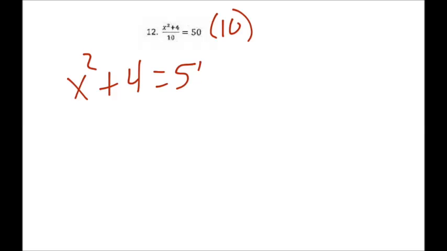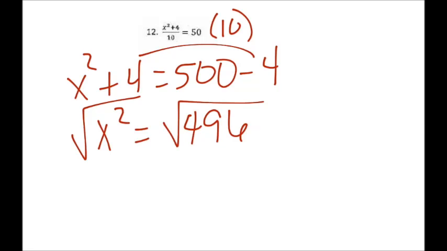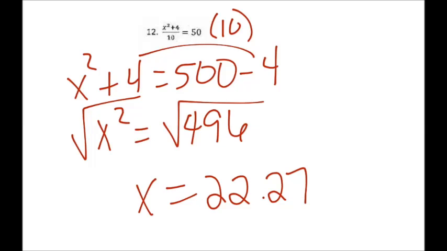You want to move the 10, so you're going to multiply by it. x squared plus 4 is equal to 500. Subtract your 4. x squared is equal to 496. Square root both sides. x equals 22.27. You could also have gone to y equals. If you went to y equals on this, make sure and put parentheses around the top there. Probably, you could do either way.